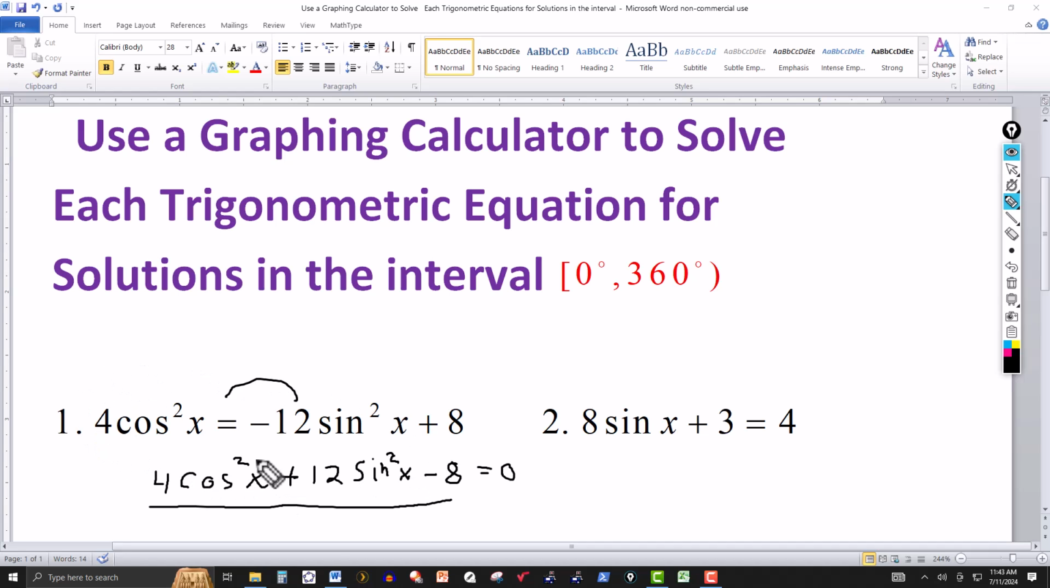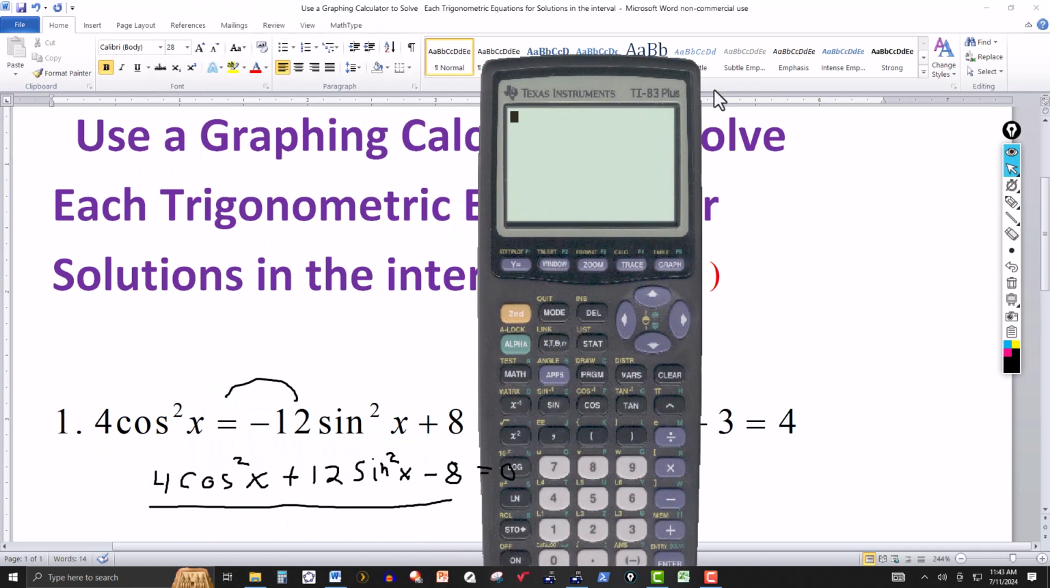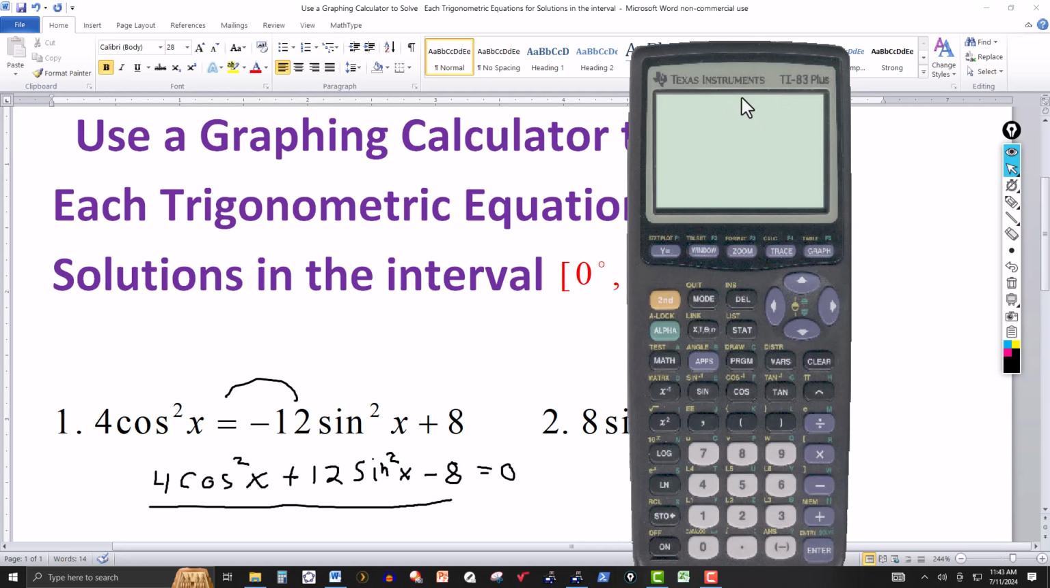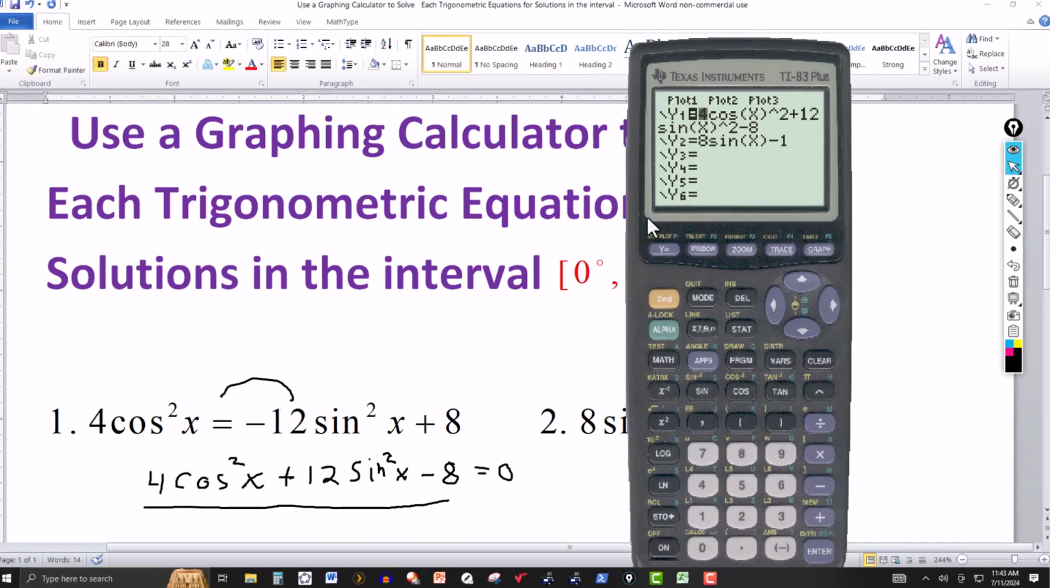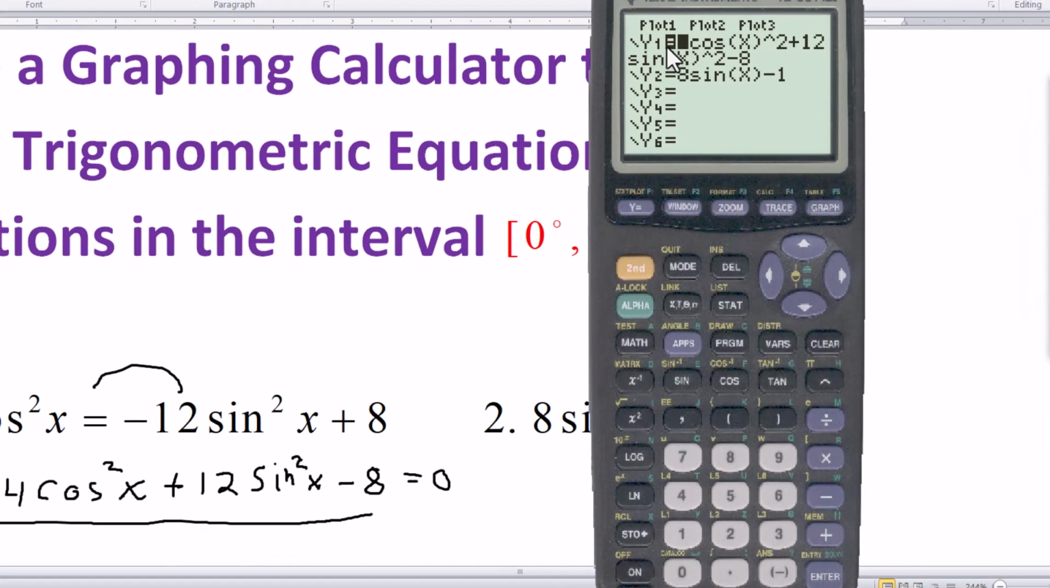So I've already entered the function on the calculator. Here I'm using the virtual TI-83 Plus. Y equals, here's where I would enter it. Here I have the first one already entered, just to save time. So notice y1 equals 2, and this expression that I put right here: cosine of x quantity squared plus 12 sine squared of x minus 8. And it's already selected. So if I hit the graph key here, there's the graph.